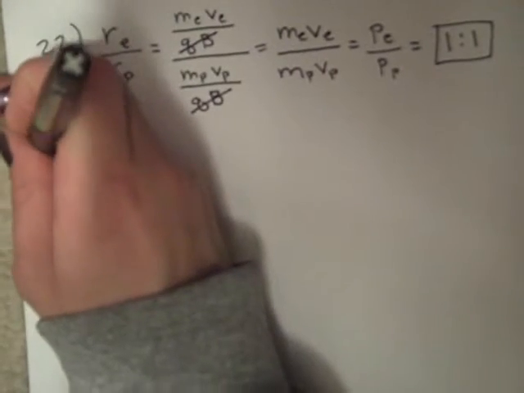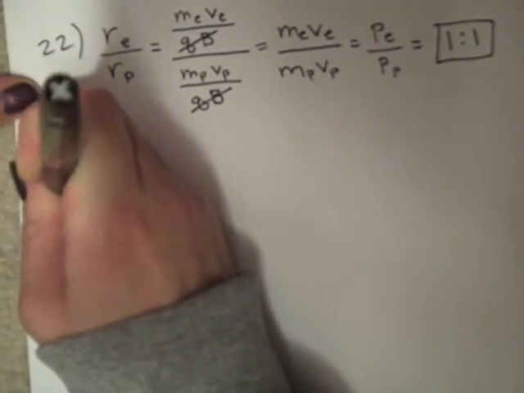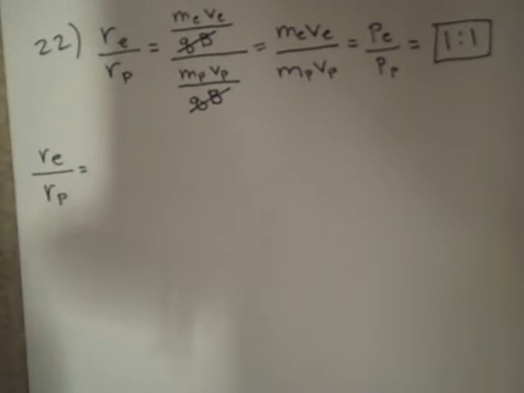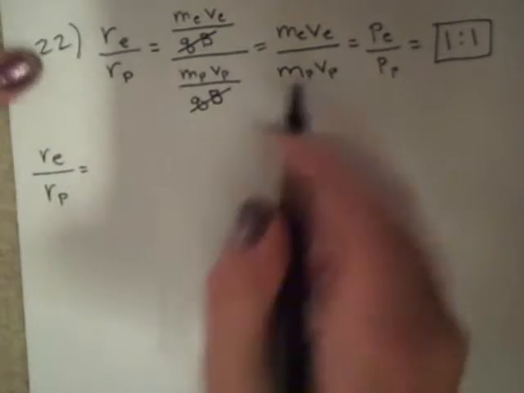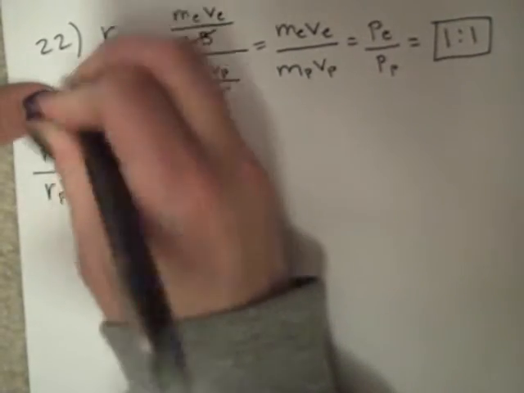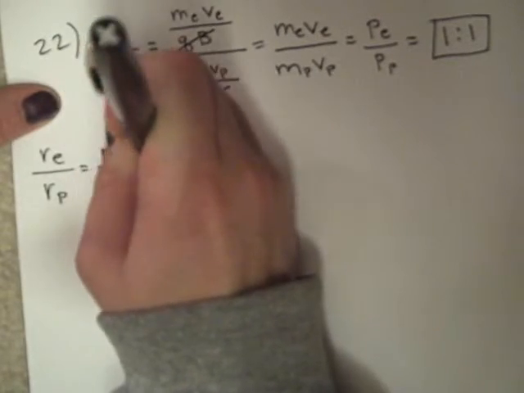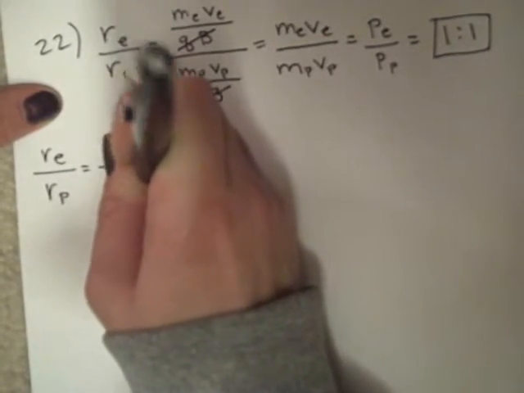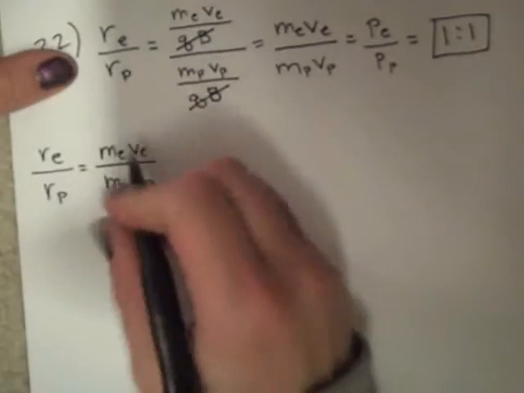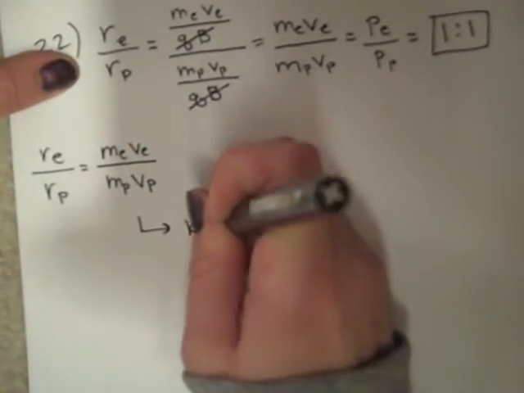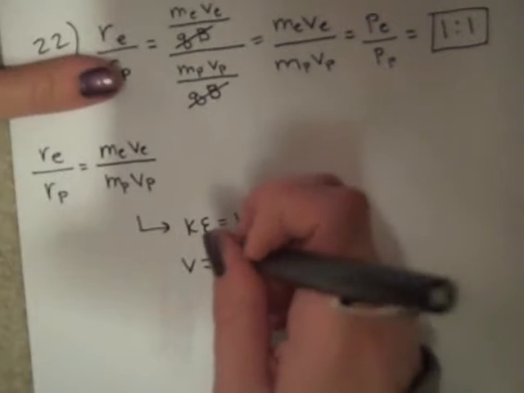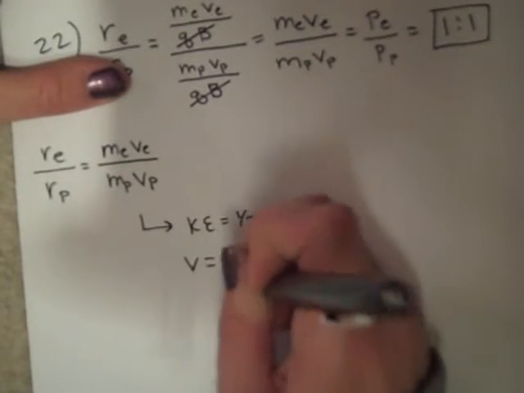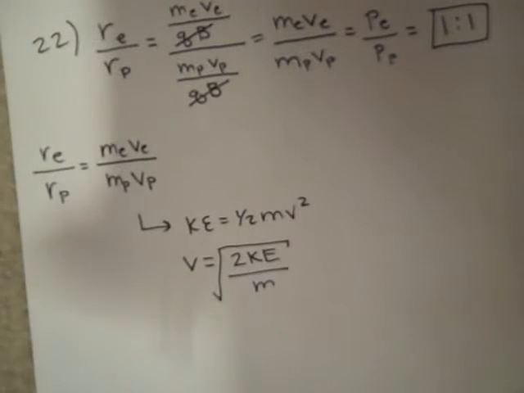Now in part B, what they want us to find is again the ratio of the radii, but now we want to know if they have the same kinetic energy. So this one's a little bit more complicated. We can get it down to the same kind of place we did over here, where the mass of the electron times the velocity of the electron is divided by the mass of the proton times the velocity of the proton. How we're going to get to kinetic energy then is using the equation KE is 1/2 mv squared. So that means your velocity, if I solve for velocity, is equal to the square root of 2 KE divided by m.